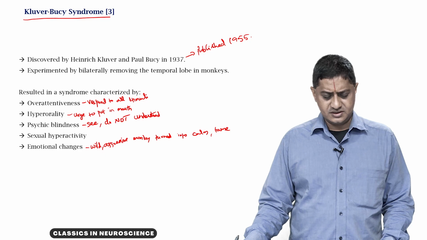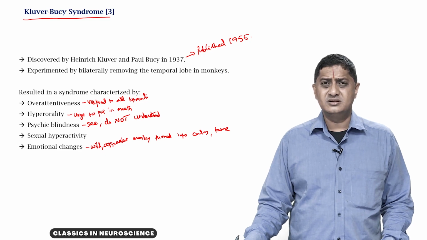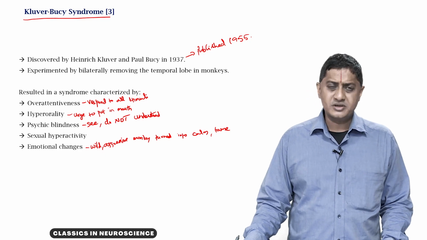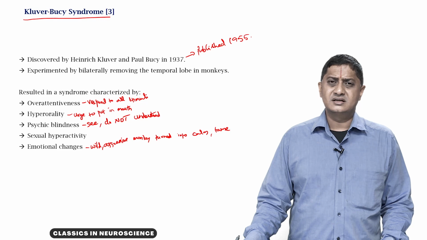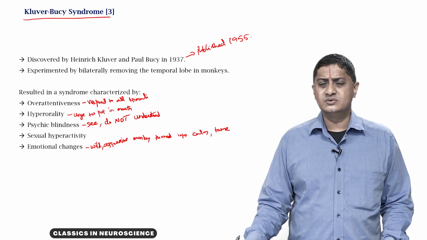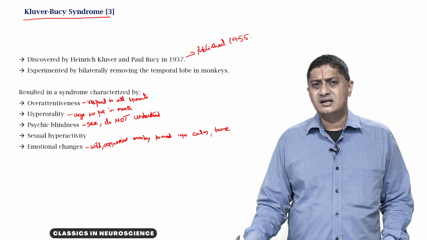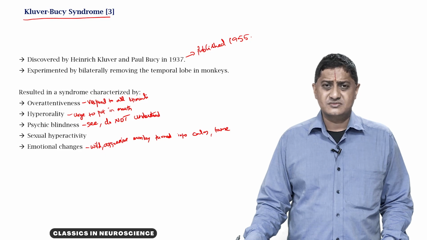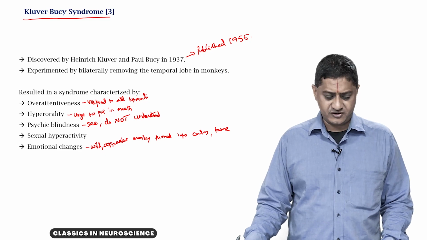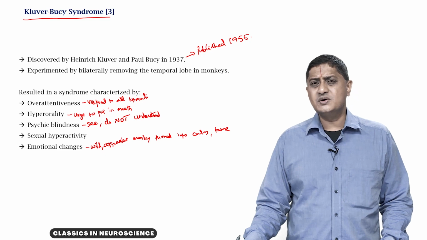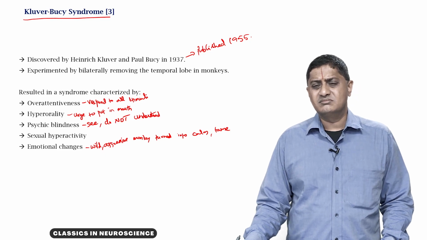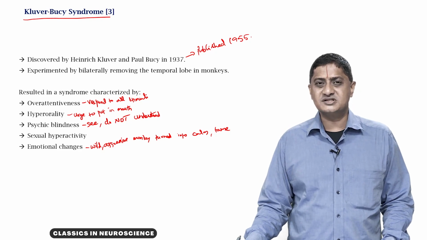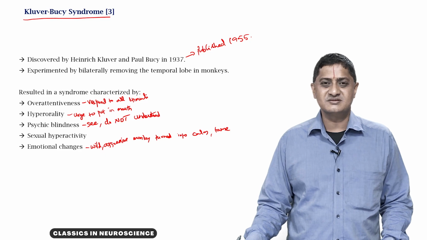It is now understood that psychic blindness may be due to the loss of temporal lobe neocortex, and hyperactivity may be due to the activation of neurons at the borders of the lesion. Maybe that may be the cause for hyperactivity. This sexual hyperactivity became the sensational aspect of this syndrome. Everybody was like, oh, this makes people or animals sexually hyperactive.